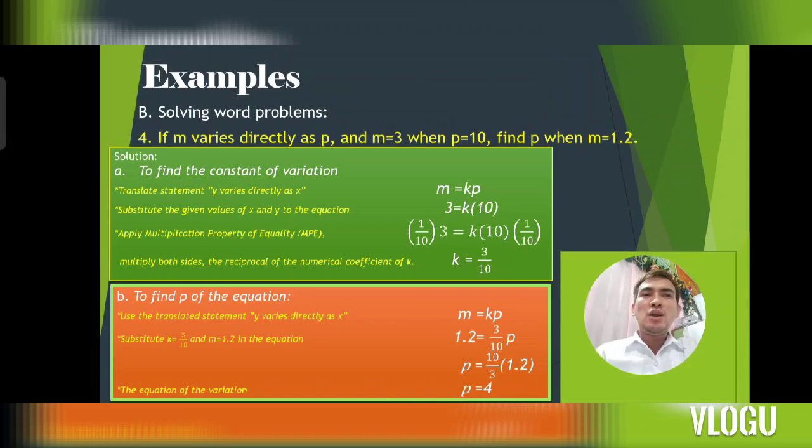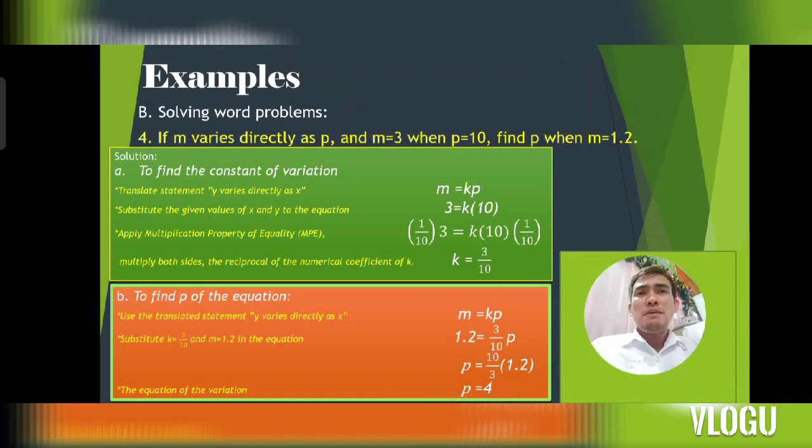Okay? So we are looking for the value of our p, then multiply both sides by the reciprocal of the numerical coefficient of our p, which is the reciprocal of 3 over 10, that would be 10 over 3. So multiply that to the whole equation, therefore you would have p is equal to 10 over 3 times 1.2. And that would simply give us p is equal to 4. And that is the value of our p in our problem.